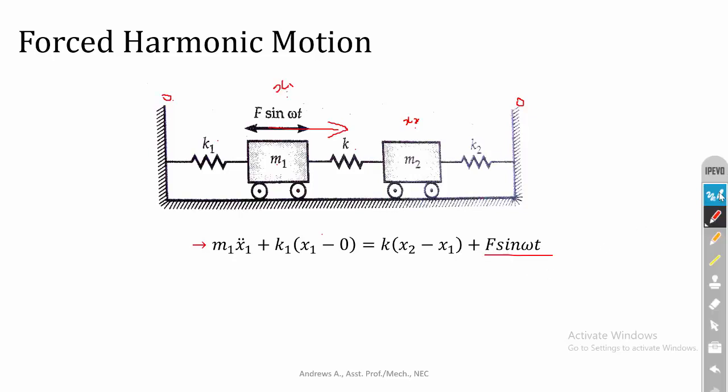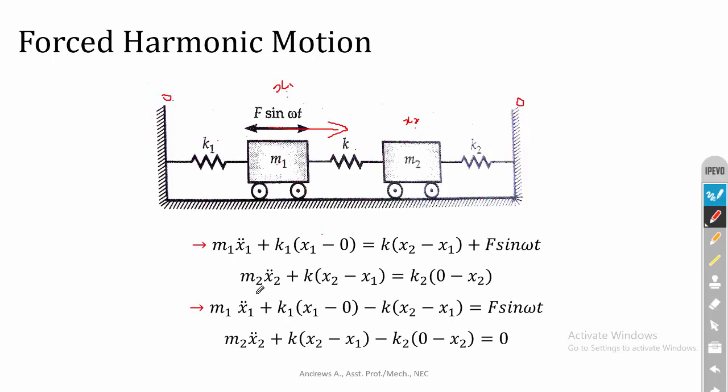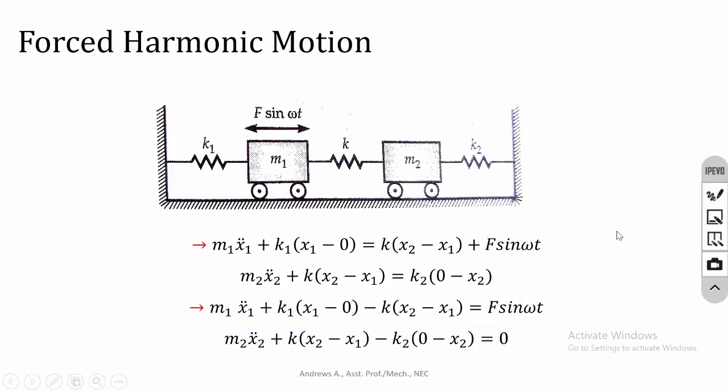Then the next one, for m2, it is m2 x2 double dot plus k into x2 minus x1 is equal to k2 into 0 minus x2. Okay, so we'll multiply the k inside and bring the k into x2 minus x1 to the left hand side. So this is the equation for mass 1 and this is the equation for mass 2. So it is almost like your free vibration system. The only difference is that in free vibration 0 will be there, and in the case of forced vibration, F sin omega t will be there.